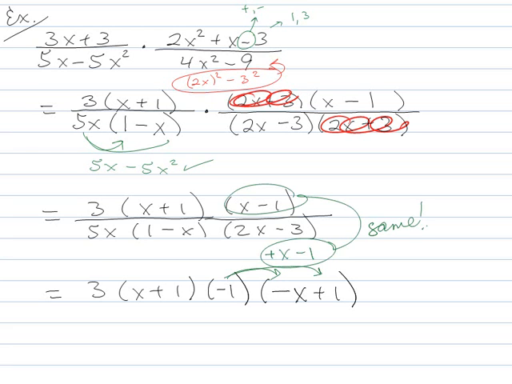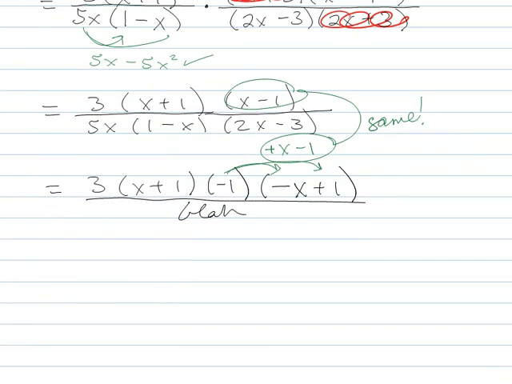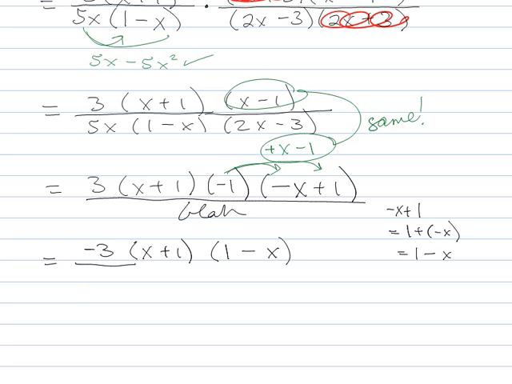All right? Now, I have the same thing on the bottom. Now what you can do, I'm going to go ahead and pull that negative there, x plus 1. Now, minus x plus 1 is the same thing as 1 minus x, right? Because it's negative x plus 1. Since it's adding, I can switch the order. And 1 plus a minus is the same thing as 1 minus. So that's where I'm getting that from.